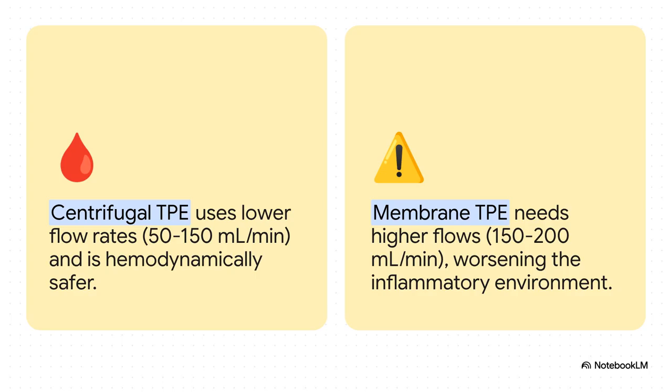Membrane TPE, on the other hand, relies purely on filtration. It demands much higher flow rates, around 150 to 200 milliliters per minute, and comes with a higher risk of activating blood cells and inadvertently worsening the inflammatory environment.